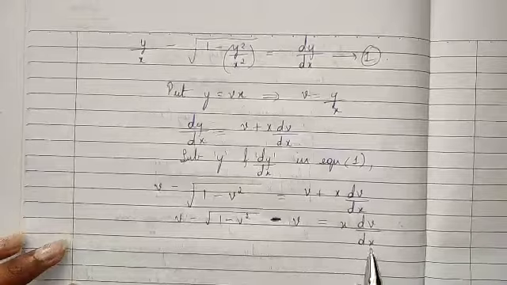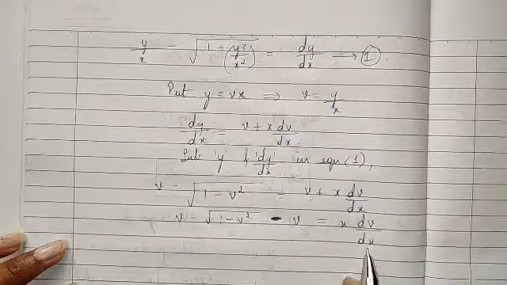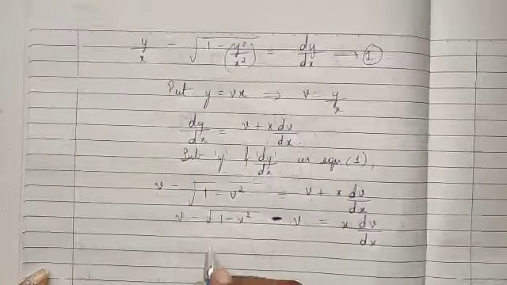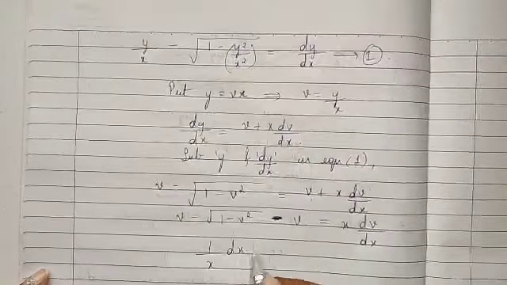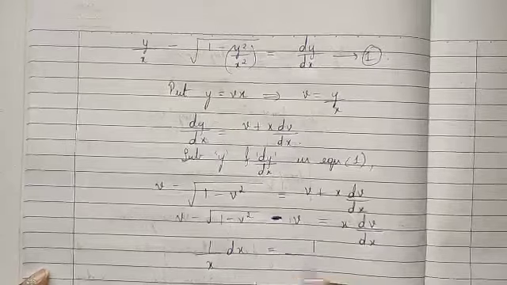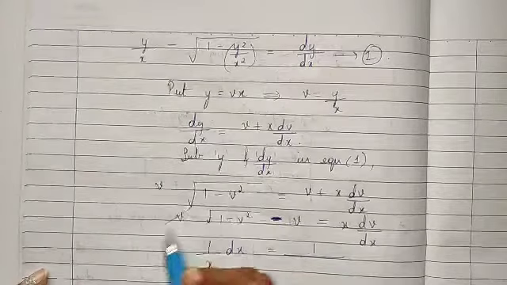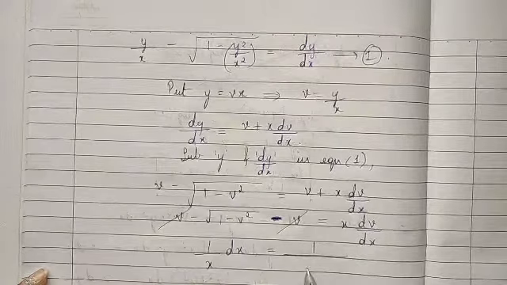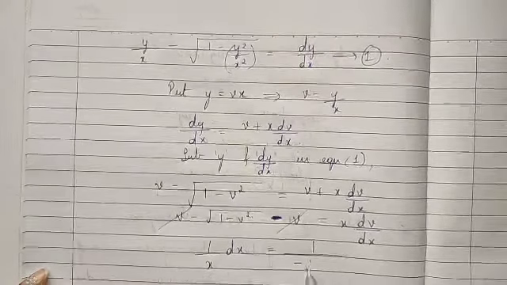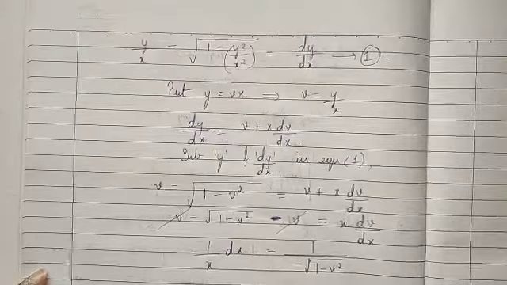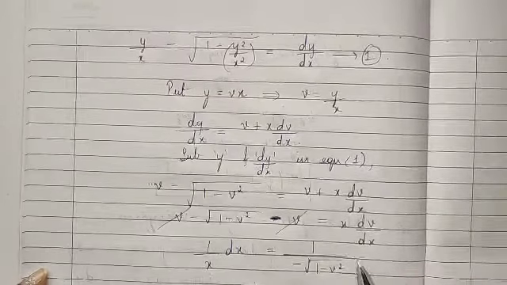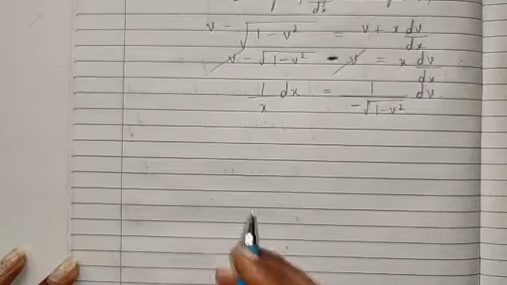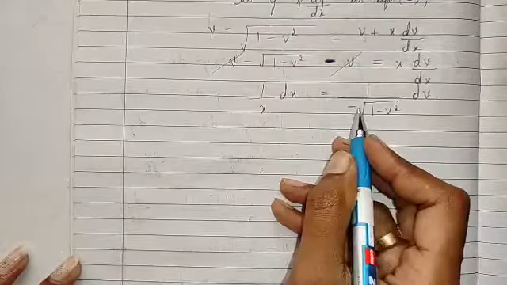So now I can bring this dx to the other side because I want dx and dv in the numerators, right? So what happens? I'll bring this x to the other side, so this becomes 1 by x dx is equal to 1 by, here plus v and minus v gets cancelled, right? So what do you have? I have minus root of 1 minus v square into dv. So we have segregated successfully.